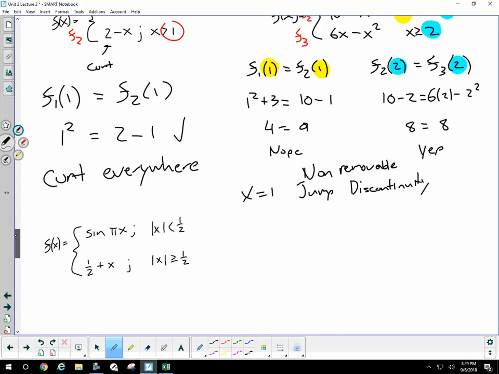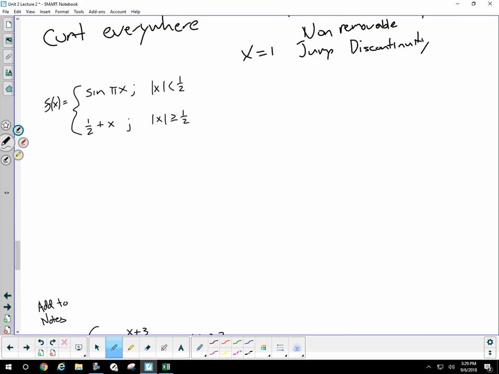All right, let's look at this guy. Sine of pi x for absolute value of x less than a half, and 1/2 plus x for the absolute value of x greater than or equal to 1/2. This seems interesting. Well, let's start by thinking about possible values that we can use for x if the absolute value of x has to be less than 1/2. Shout out a value for x. 0. Okay, good. Give me another one.